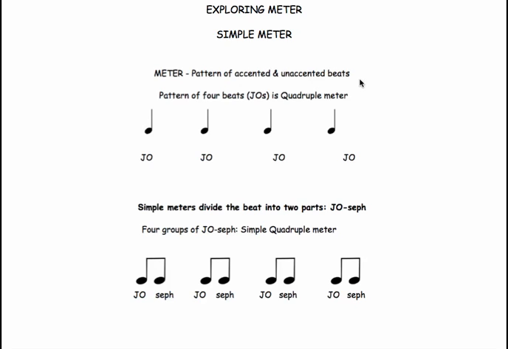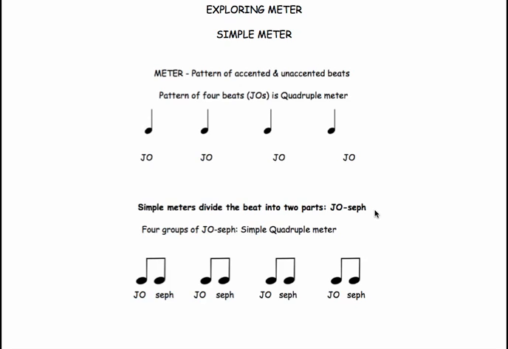A pattern of 2 would be duple meter, 1, 2. A pattern of 3 would be triple meter, 1, 2, 3. And a pattern of 4 would be quadruple meter, 1, 2, 3, 4. Today, instead of counting by numbers, we're going to count by Joes. And so that would mean we'd have 4 Joes per bar. Joe, Joe, Joe, Joe.